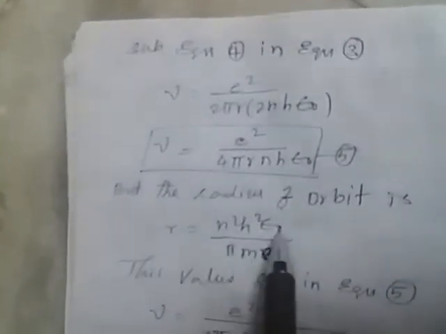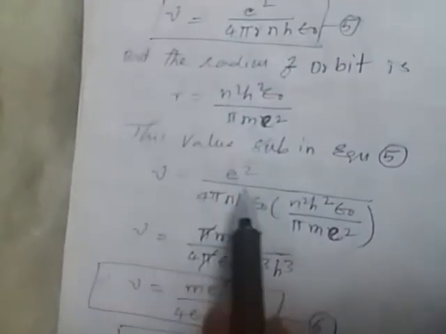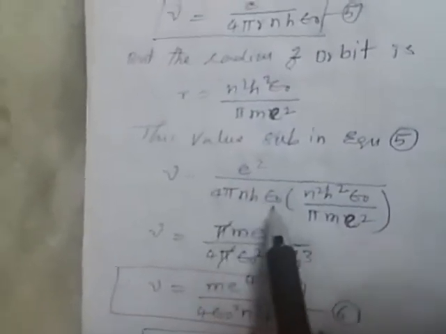But the radius of the orbit is r equal to n square h square epsilon naught by pi m e square. This is what we determined as the first quantity of the orbit. So this value we substitute in equation 5. We will get nu is equal to e square by 4 pi n h epsilon.